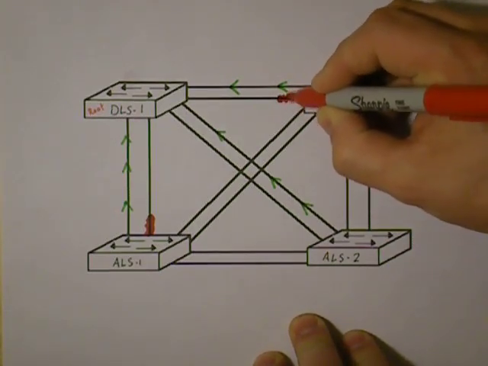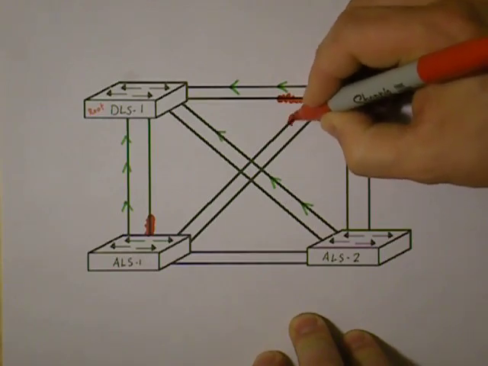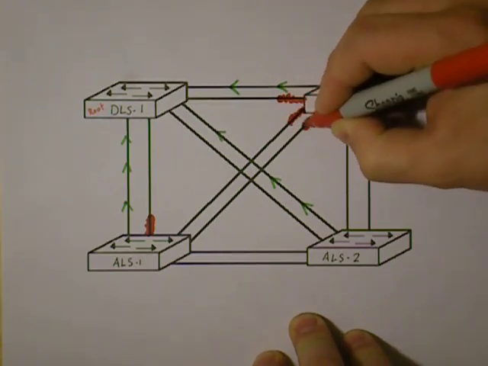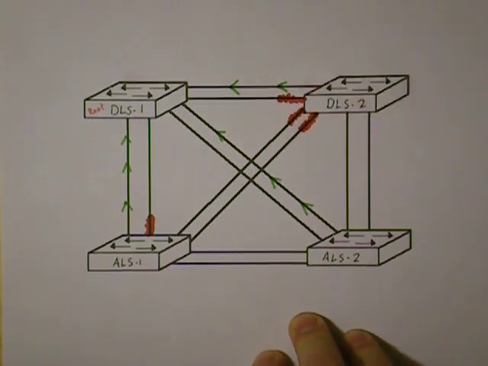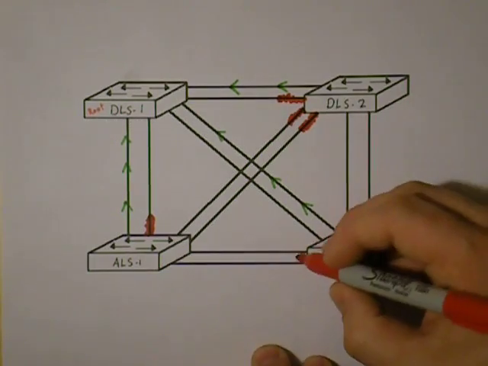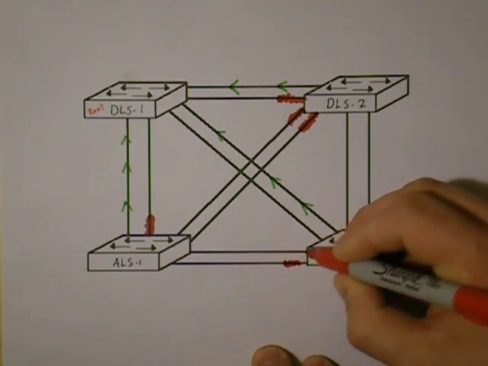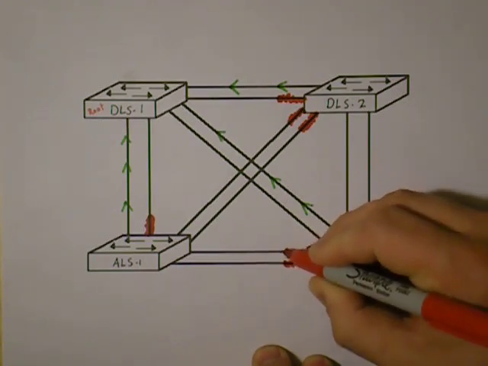DLS2 is going to do the same thing. Closes off this one. It also closes off these two. And ALS2 is going to be kind of the runt of this whole topology. It's going to close off just about everything else.